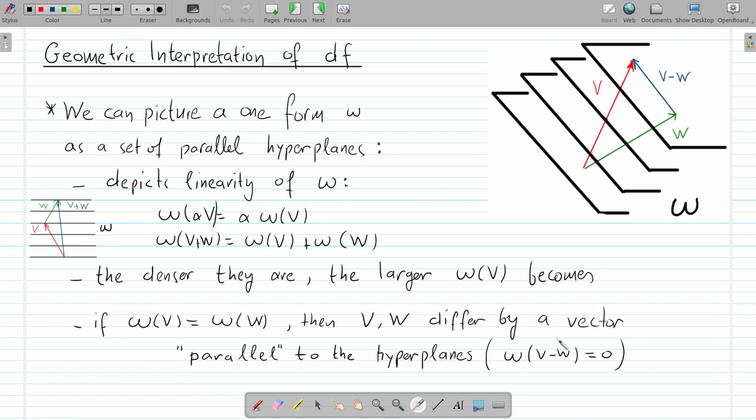Then this picture here is consistent with the linearity of the action of omega on vectors. So if you consider the action of omega on a multiple of the vector v, it is obvious that alpha v will pierce alpha times the number of hyperplanes that v does. So this will be alpha times omega of v. And in this little cartoon here, you see that the action of omega on v plus w will also be equal to the sum of the actions on the two vectors, because if you count the number of hyperplanes that v crosses and the number of hyperplanes that w crosses, then v plus w will cross the sum of those piercings.